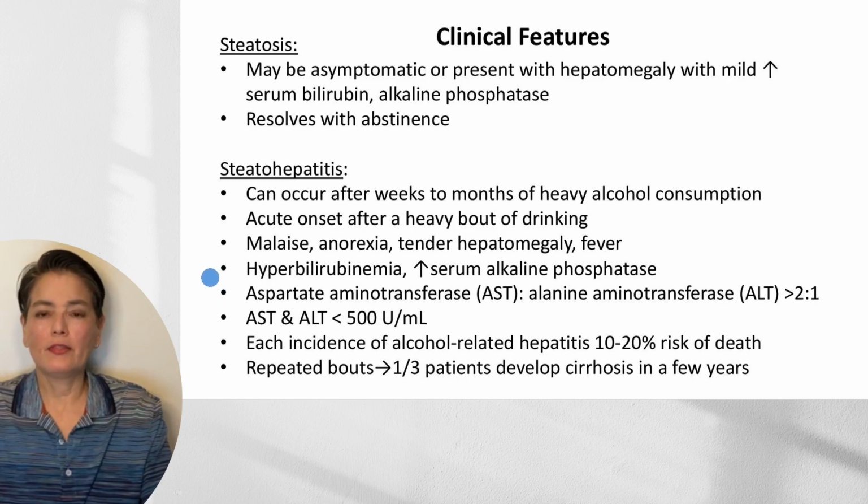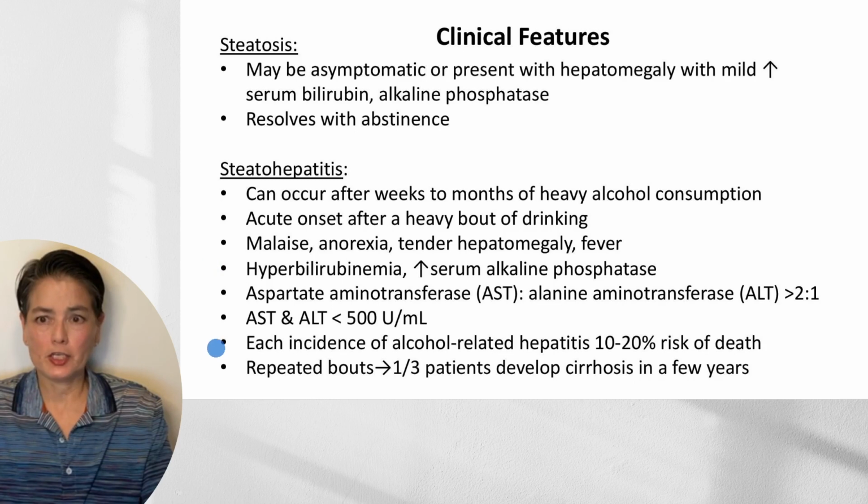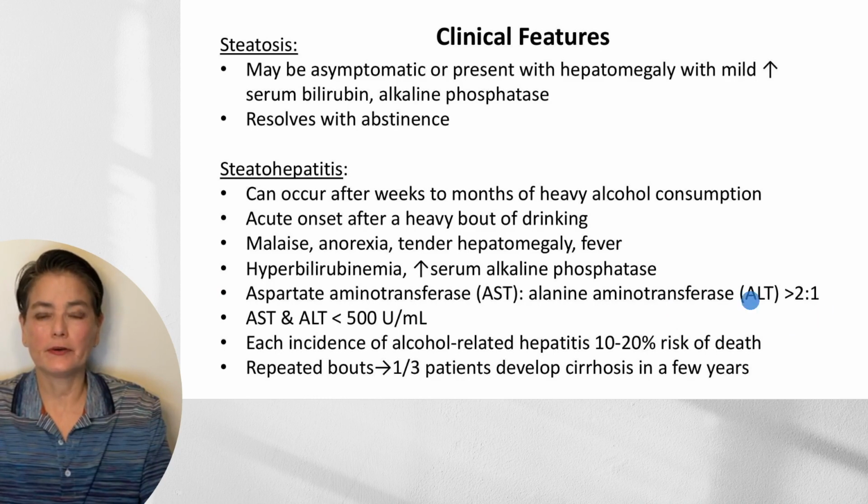I cover the laboratory tests involved in assessment of the liver in a video on acute and chronic liver failure, so please review that if you'd like some more information on these tests. Just to remind you, the aminotransferases we look at are aspartate aminotransferase and alanine aminotransferase. And when you assess these values, you will find that in alcohol-related fatty liver disease, typically the AST to ALT ratio will be greater than 2 to 1. This is different from what we can see in other types of liver failure.